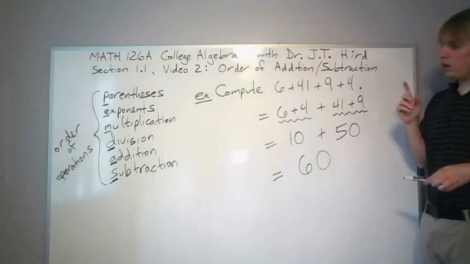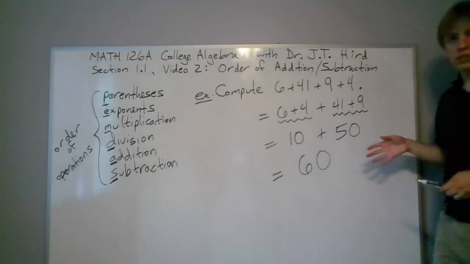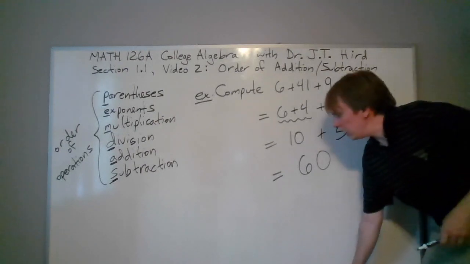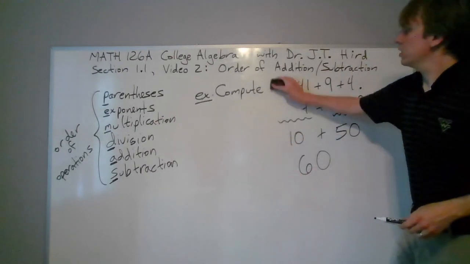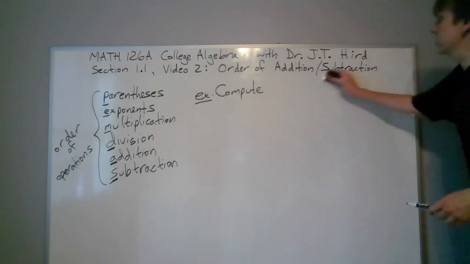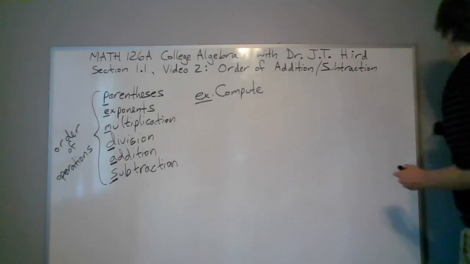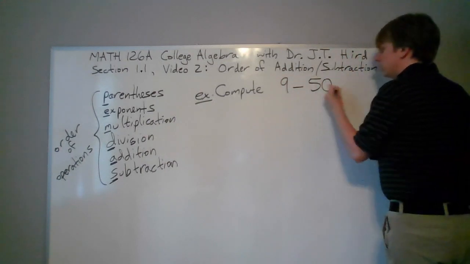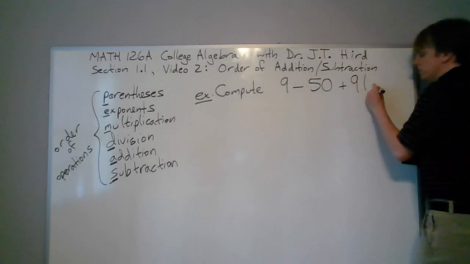Okay, let me try one more example. So again, I'm going to erase, so pause and copy this down if you need to. The next example I'm going to look at is 9 minus 50 plus 91.